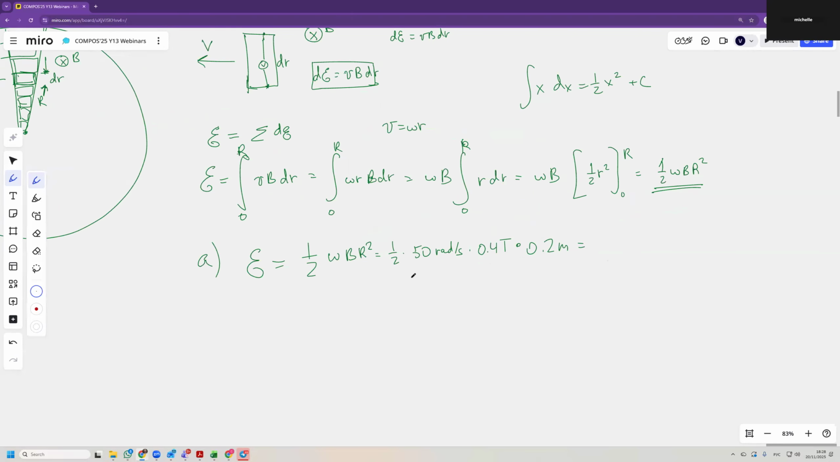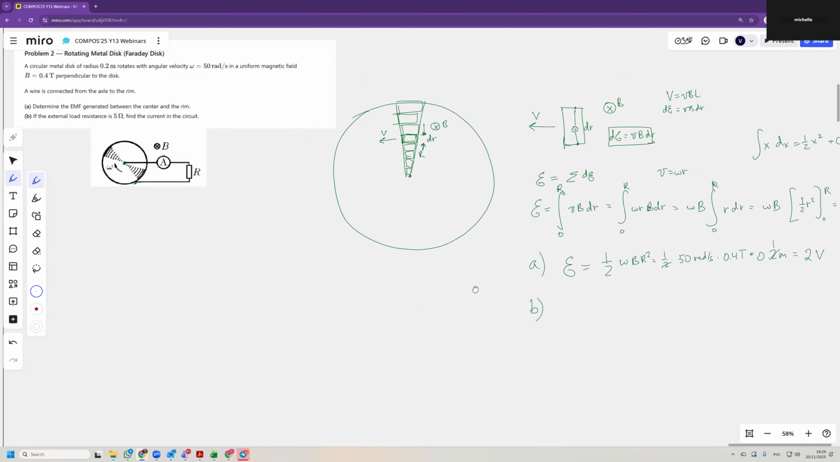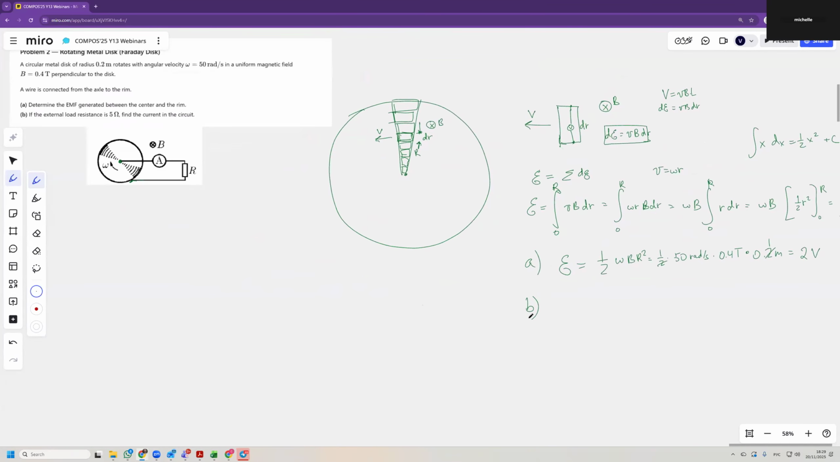And B, then we have if the external load resistance is 5 ohm, find the current. So the current is the EMF divided by the resistance. So it's 2 divided by 5, which is 0.4 amps. Okay. Nice.